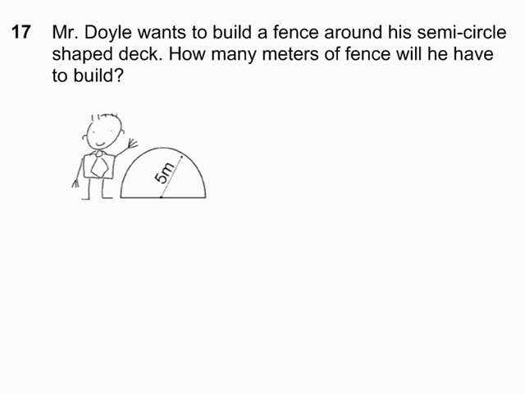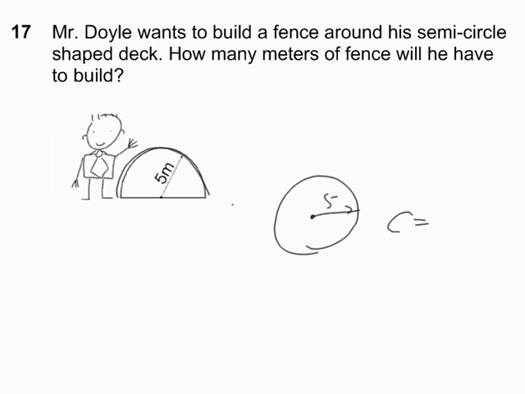Question 17. Mr. Doyle wants to build a fence around a semicircle shaped deck. How many meters of fence will he have to build? So he wants to build a fence all the way around this. So how are we going to do that? Well, let's look at this. This distance here is really half of a circle, right? If we think about this distance here, it's half of a circle. So I'm going to figure out the circumference of the full circle. So I'm going to draw the circle. I'm going to put my 5-meter radius in, and I'm going to say, what is the circumference of that circle?